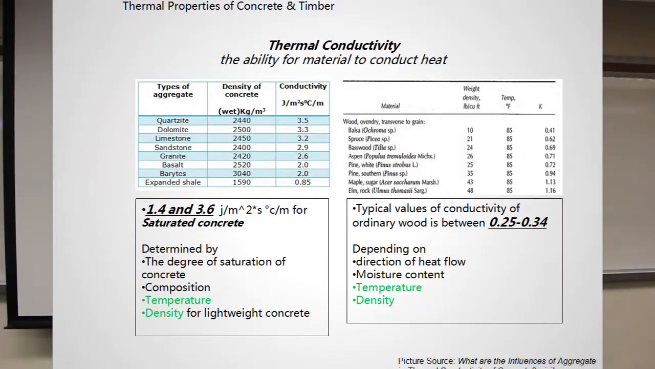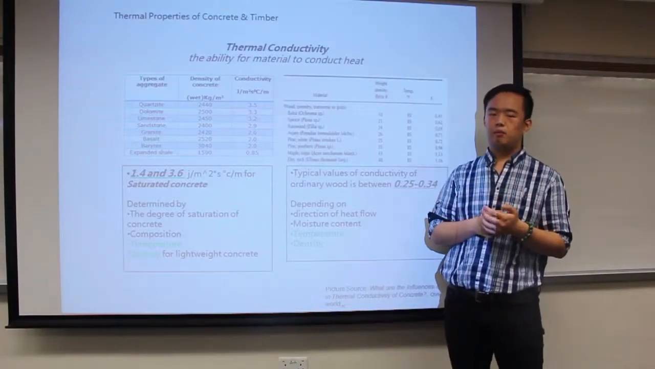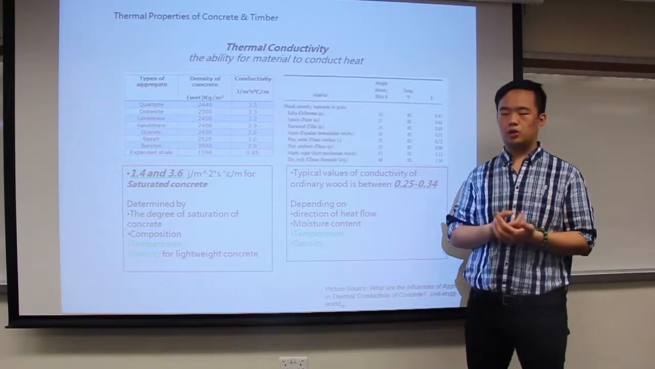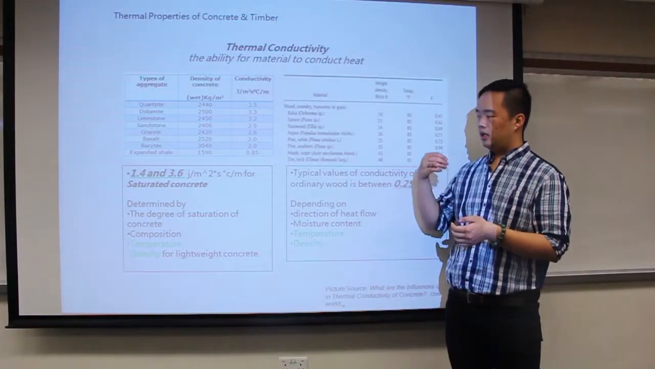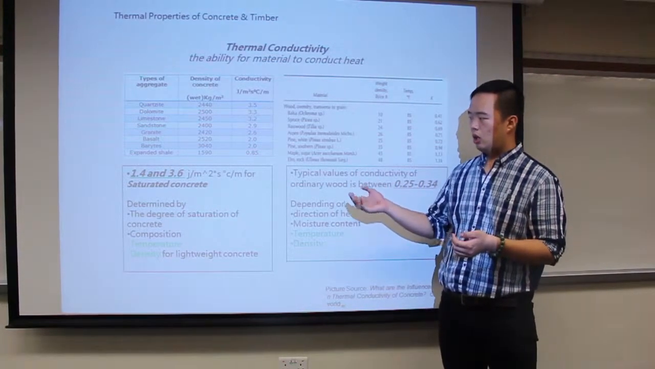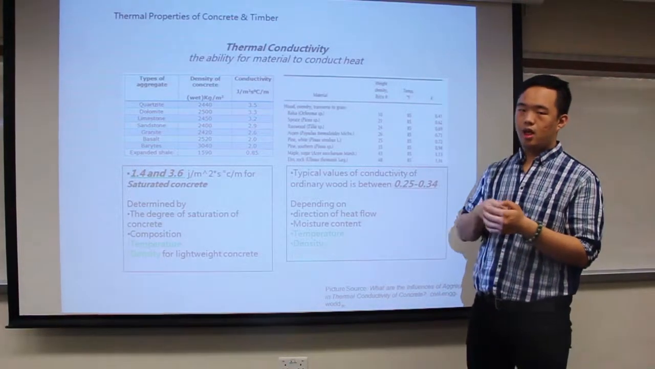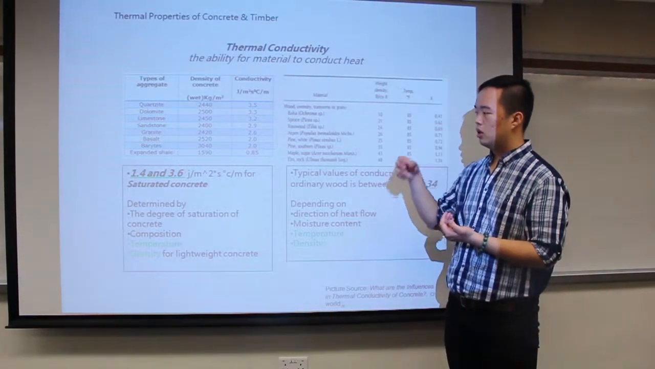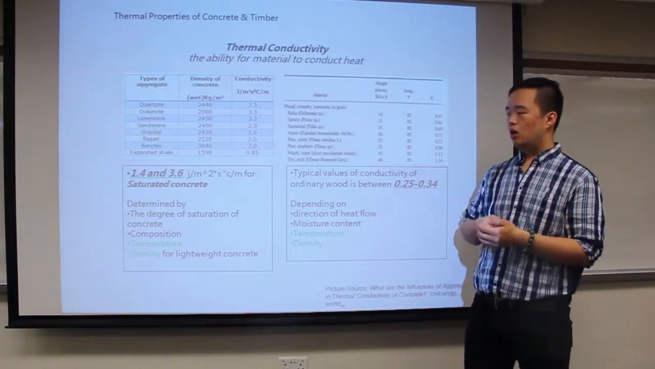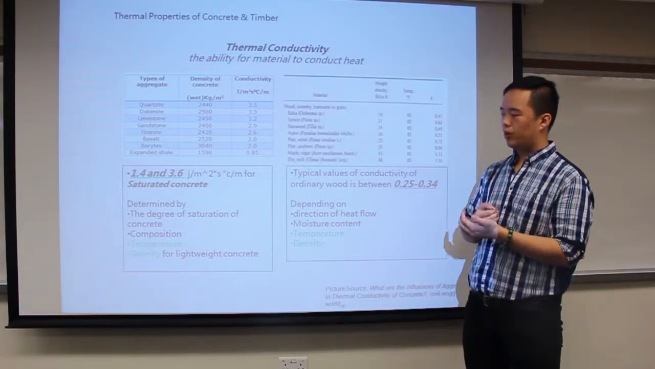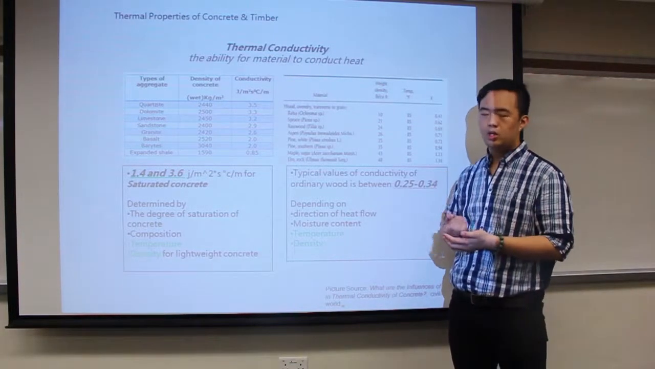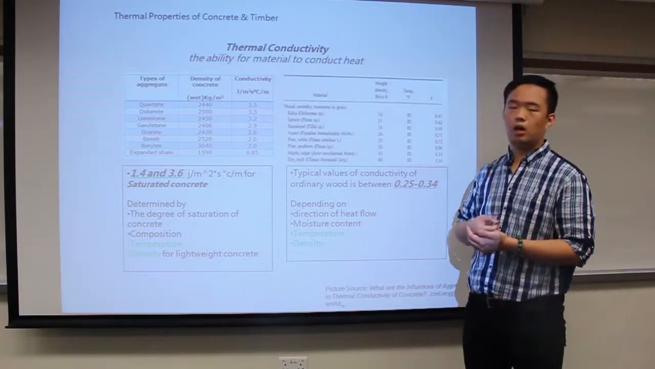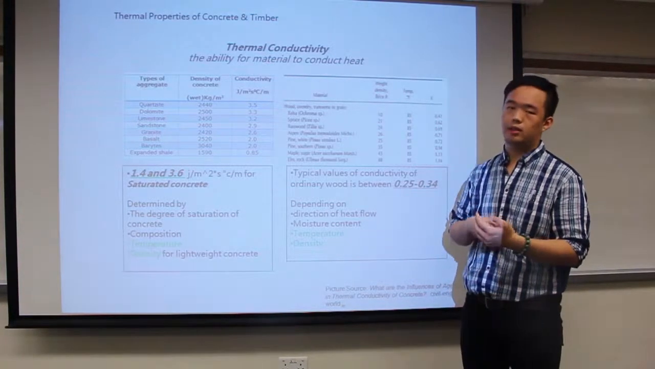green wood. So next, we will talk about the thermal conductivity. Thermal conductivity means the ability of the materials to conduct heat. So for a saturated concrete, the typical value for the coefficient is 1.4 to 3.6. The saturated concrete means that the degree of saturation of concrete is a major factor for this coefficient, and also the composition, the temperature, and the density.